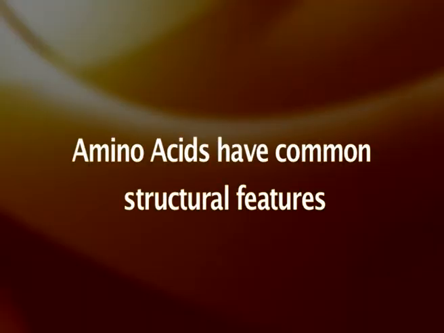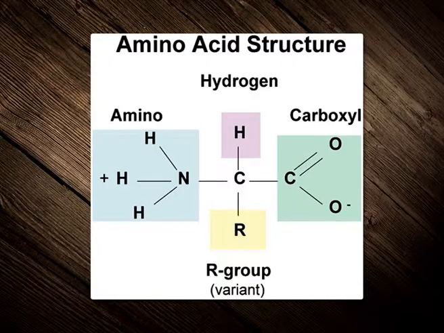Amino acids have common structural features. The naturally occurring amino acids have a common structure. Amino acids, as the name implies, have two functional groups, an amino group, that's NH2, and a carboxyl group, that's COOH. These groups are joined to a single, that is aliphatic carbon.